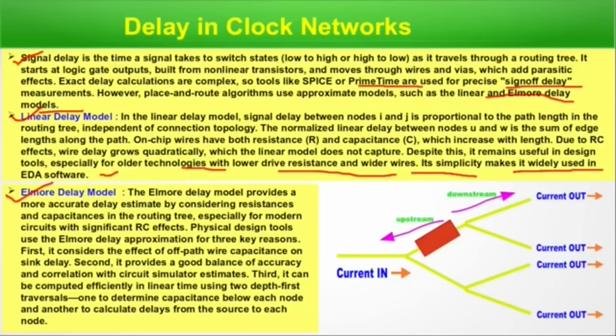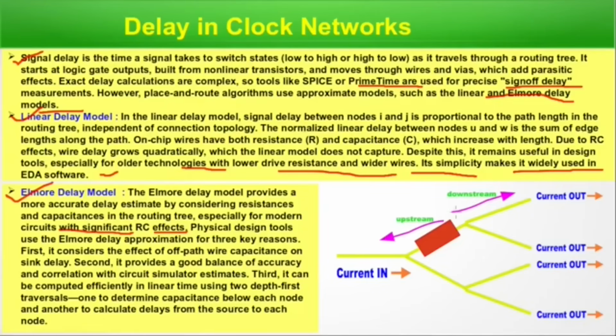The Elmore delay model provides a more accurate delay estimate by considering resistances and capacitances in the routing tree, especially for modern circuits with significant RC effect. Physical design tools use Elmore delay approximation for three key reasons. First, it considers the effect of off-path wire capacitance on sink delay. Second, it provides a good balance of accuracy and correlation with circuit simulator estimates. And third, it can be computed efficiently in linear time using two depth-first traversals, one to determine capacitance below each node and another to calculate delays from the source to each node.